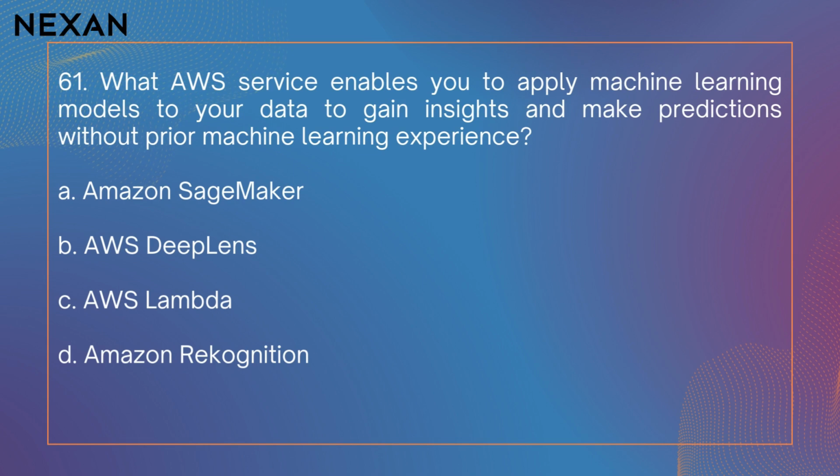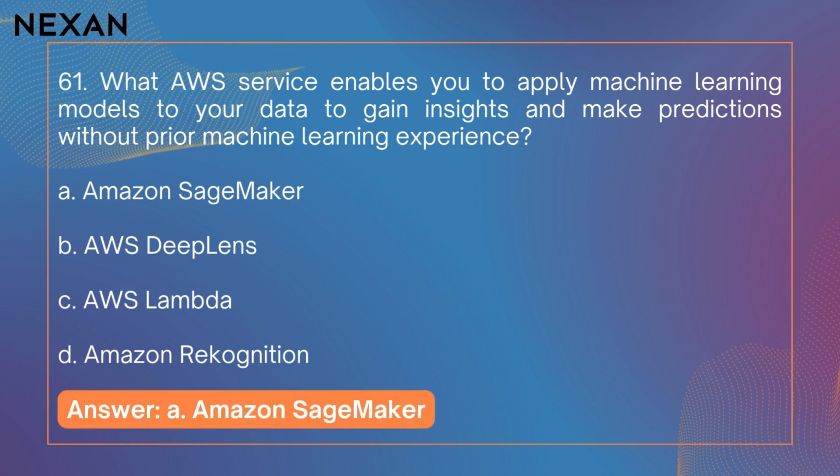61. What AWS service enables you to apply machine learning models to your data to gain insights and make predictions without prior machine learning experience? A. Amazon SageMaker. B. AWS DeepLens. C. AWS Lambda. D. Amazon Rekognition. Answer: A. Amazon SageMaker.